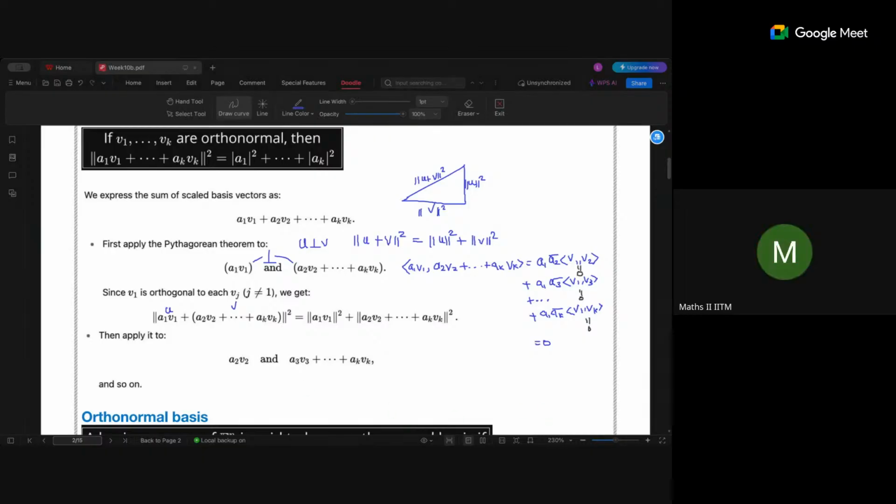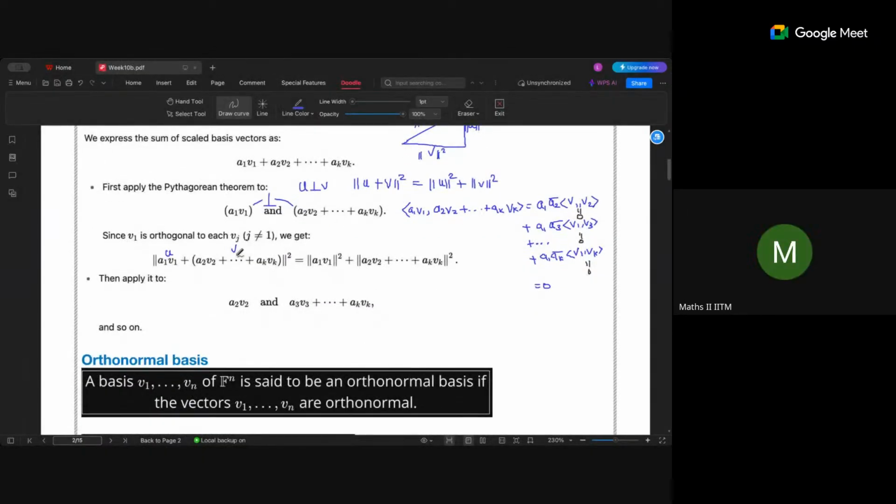Okay, so from this, next what we can do: we have now split this part. In the same way, can we keep on applying the same thing? Let's say first we take a2 v2 and the remaining part. Now again, from a similar calculation.